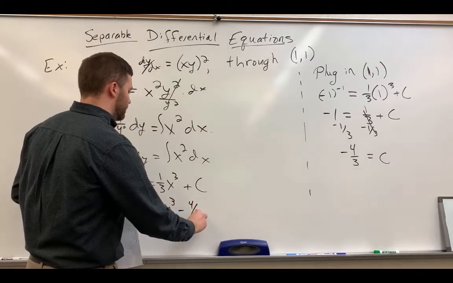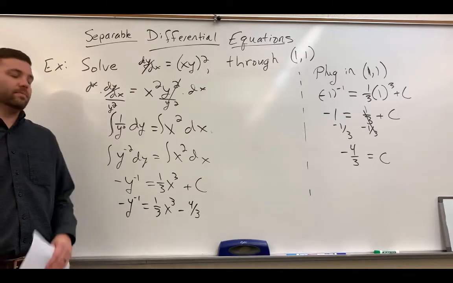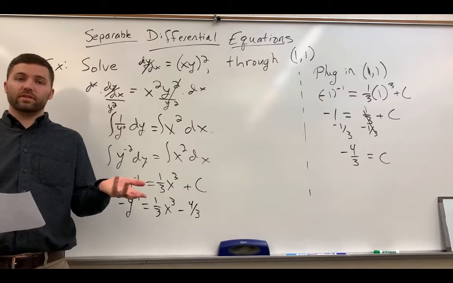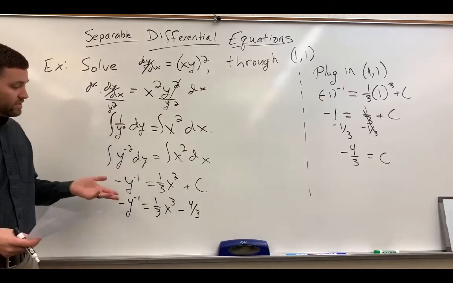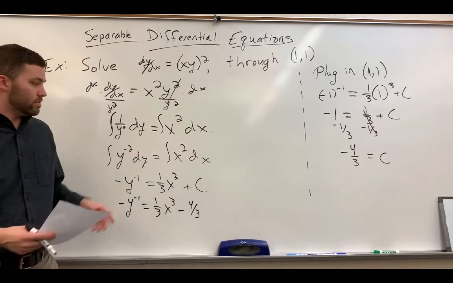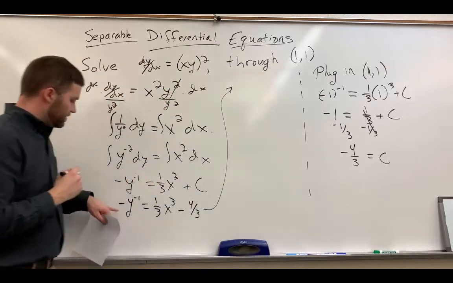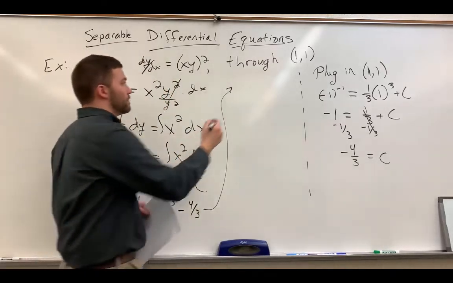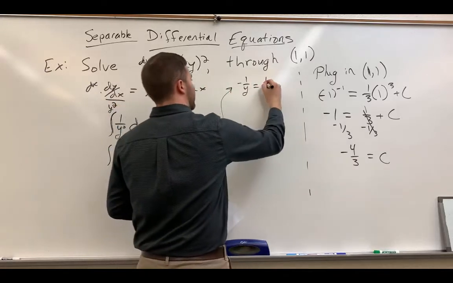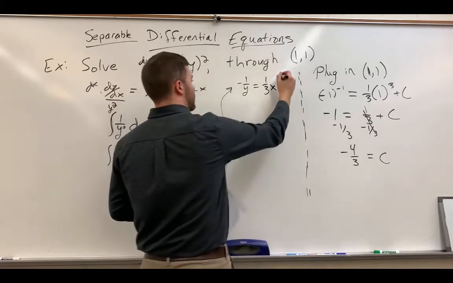Now, sometimes the instructions will say that you can leave your answer implicit. That means that you don't need to solve explicitly for y; you don't need to get y by itself. But in this example, it's not too hard to get y by itself, so we're going to do that, and I'll show you those steps here. Let's move this up here. This is the same as negative 1 over y, and over here I have 1/3 x to the third power minus 4/3.